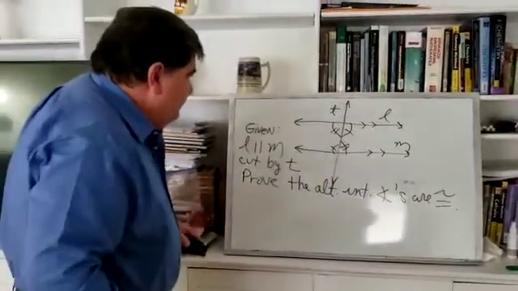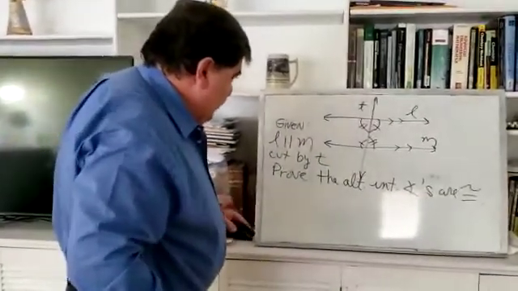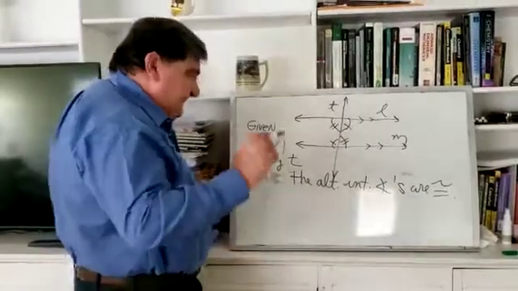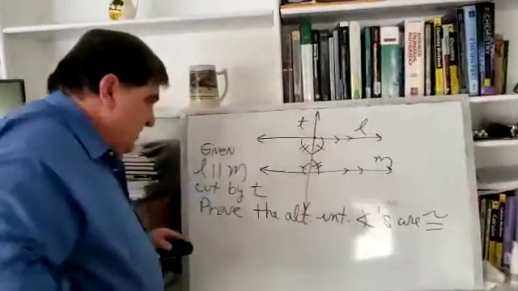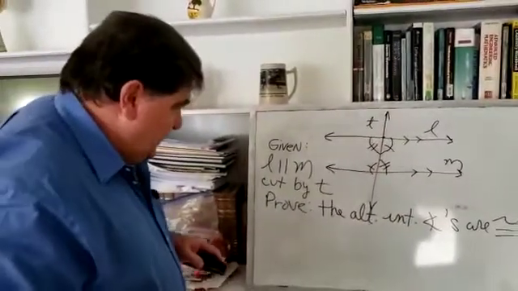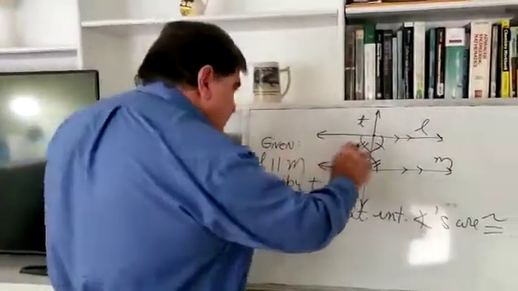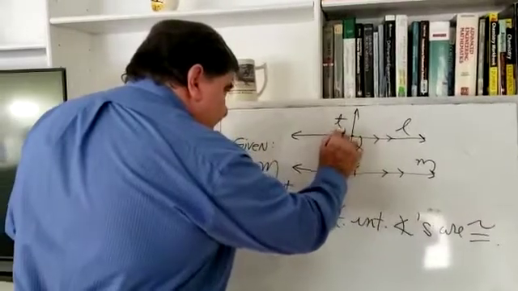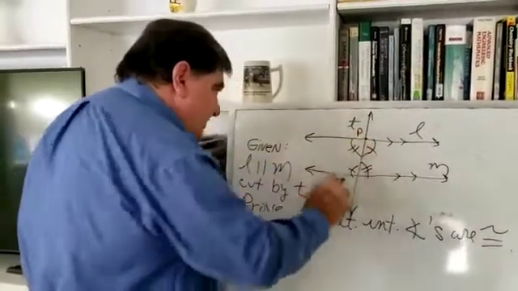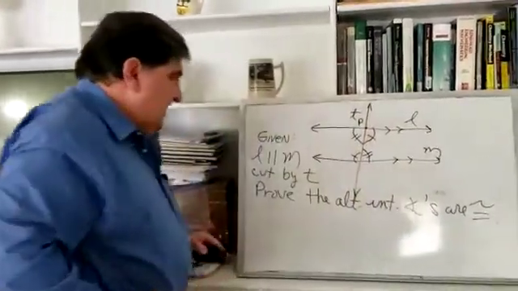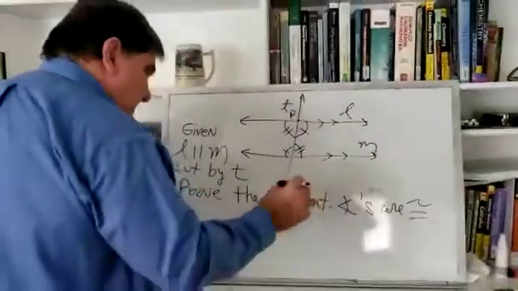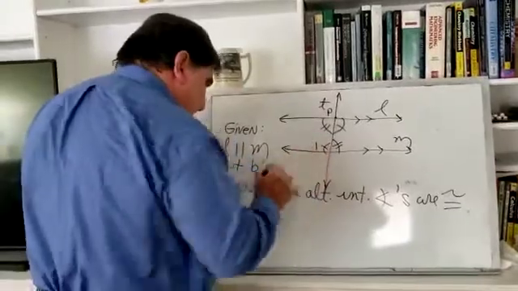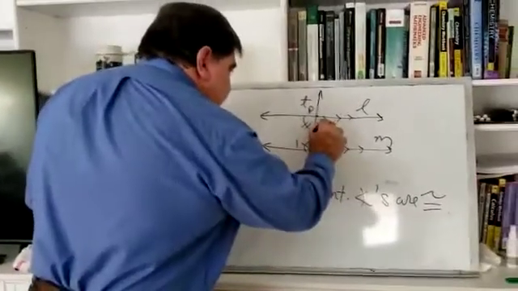So we'll begin by adding another line. Okay, let's label this point P. So this is point P right here. Now, let's label these angles. Let's call this angle here 1 and this angle here 2.